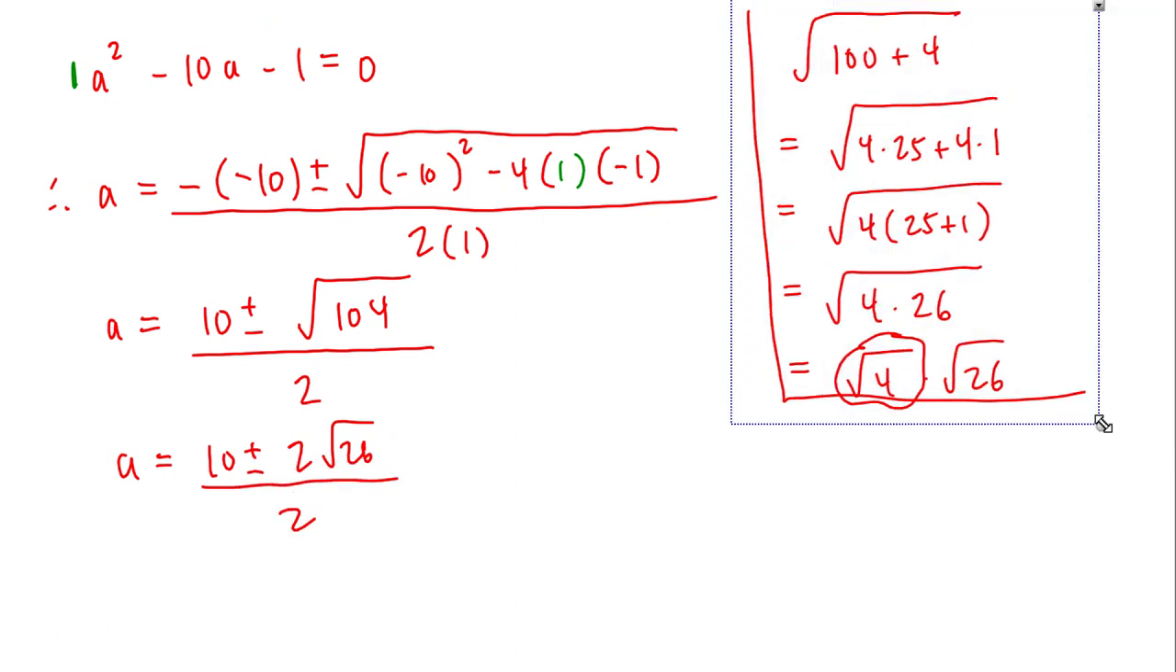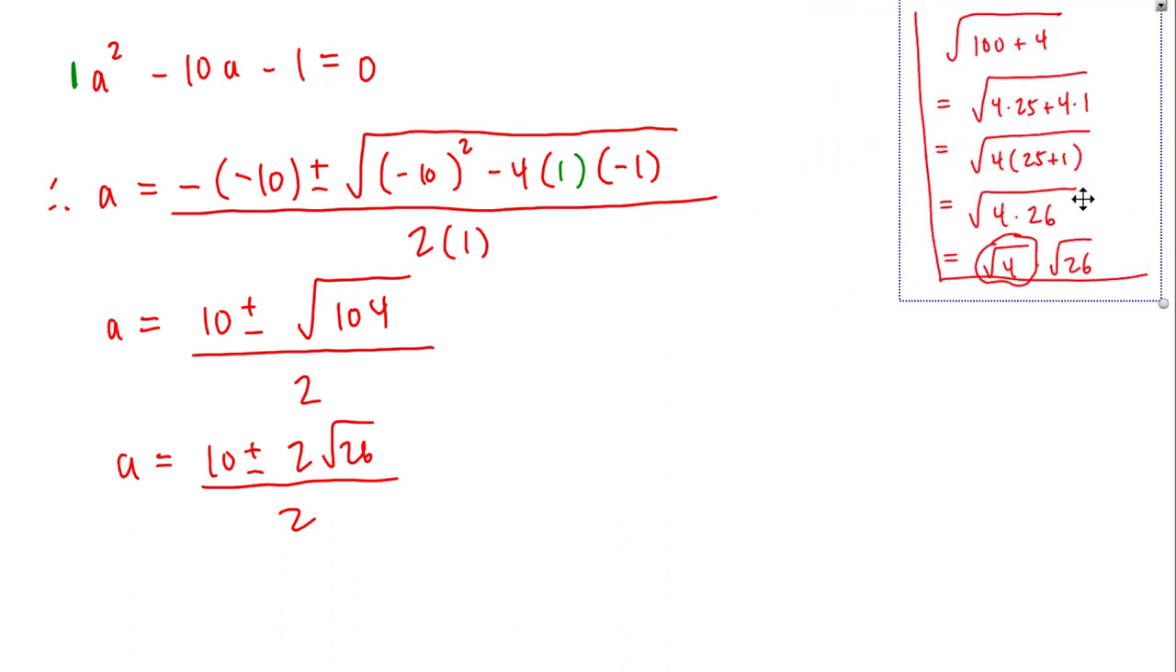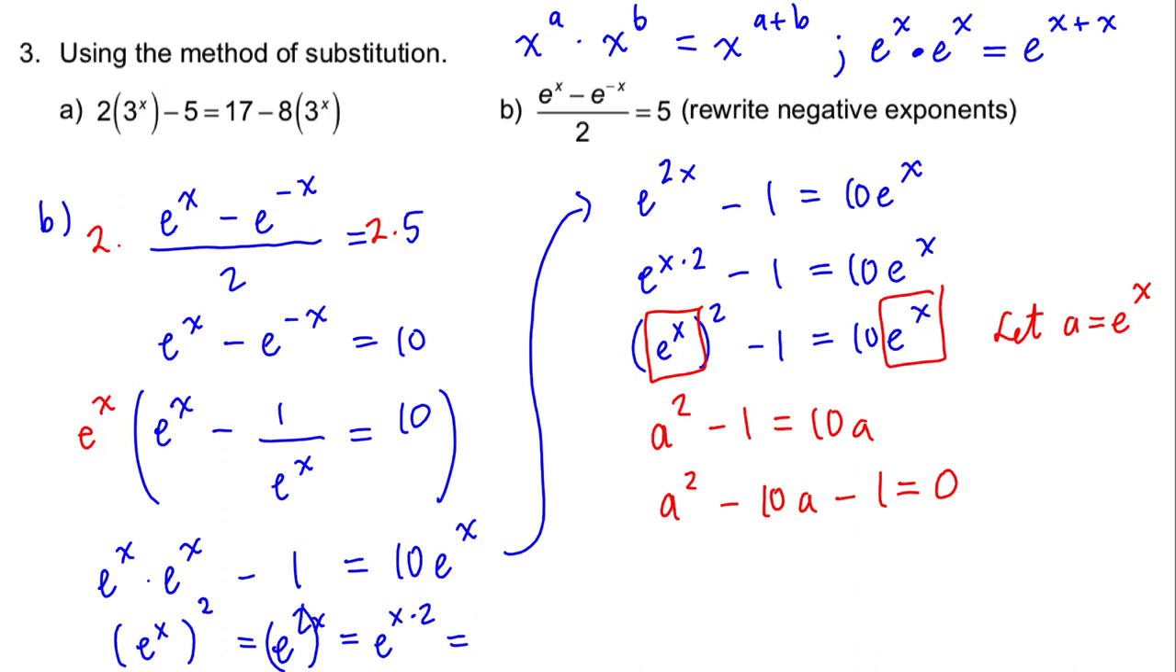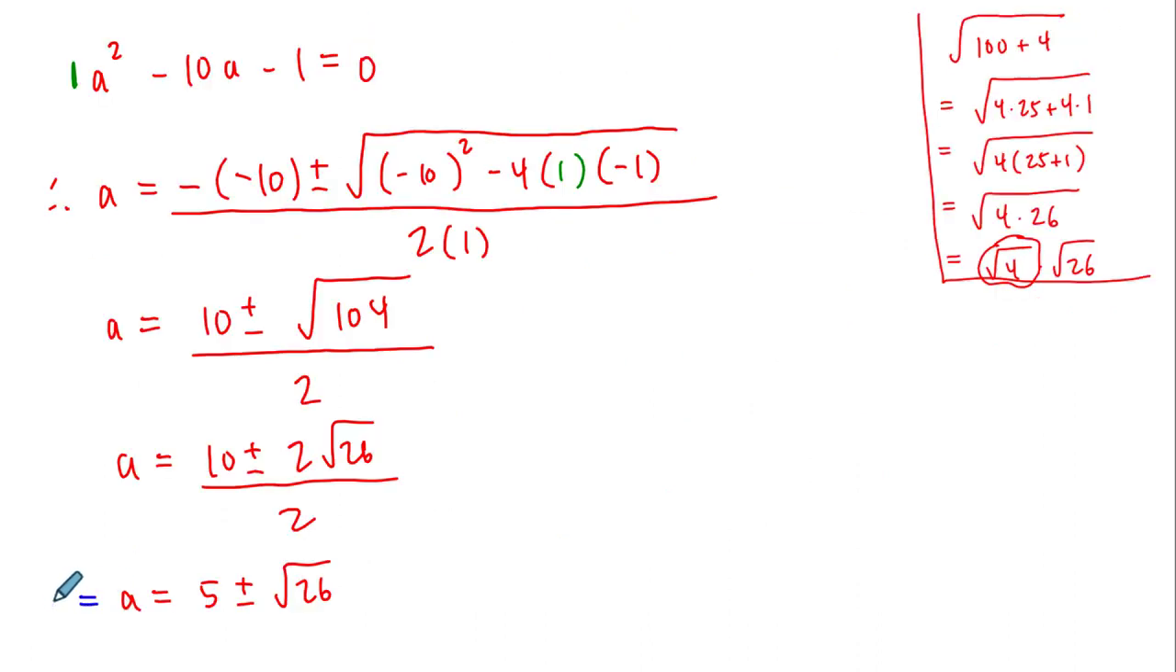So from here, we want to simplify the quadratic solutions. So I'm going to divide 2 into the terms before and after the plus minus. So we get a is equal to 10 divided by 2, which is 5, plus or minus 2 root 26 divided by 2, which is just 1 root 26. In other words, we have that a, which was actually equal to e to the x, is either 5 minus root 26 or 5 plus root 26. So I'm just going to separate this as 2 different equations.